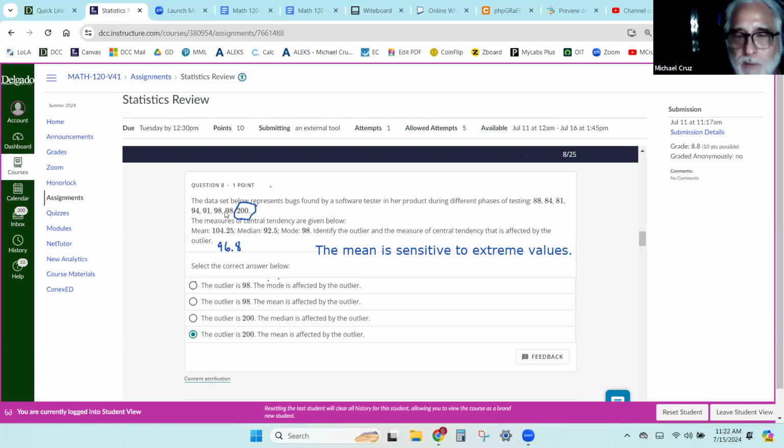And see, if we didn't have the 200, then they're talking about 98 up here. Well, 98 is almost what the mean comes out to without the 200. So that's not affecting it. So the mean is what's being affected. That 200 causes it to jump way up.